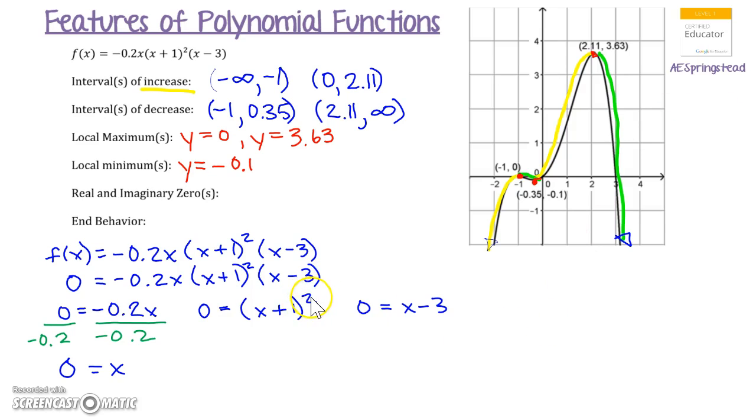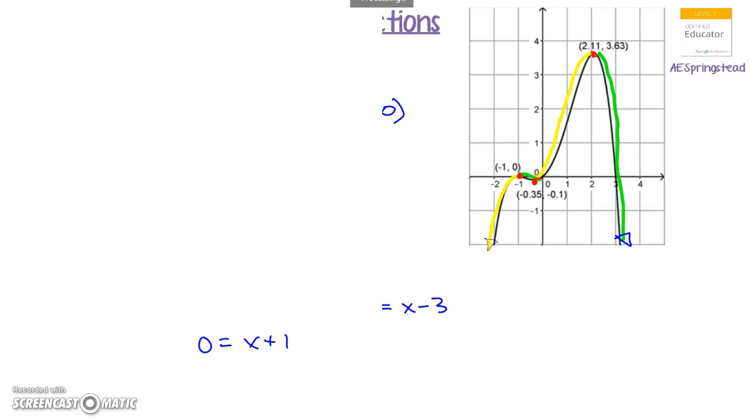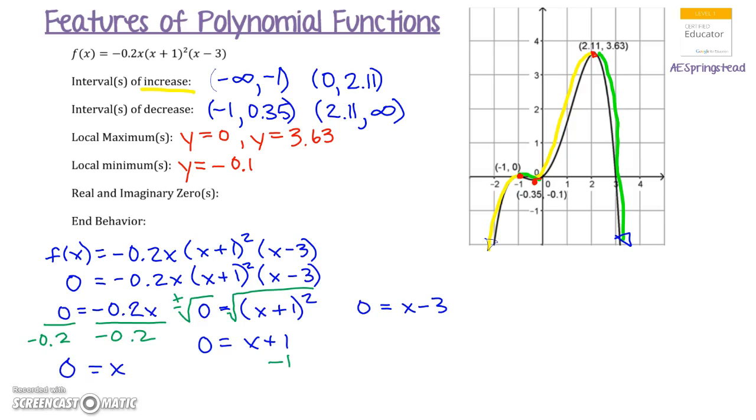In order to get rid of the squared, we need to square root. So I'm going to square root both sides of the equation. And when I square root, I always want to consider that there's a possibility of a plus or minus. Now in this case, the square root of 0 is just 0, so we really don't need to worry about the plus or minus. So now I have 0 equals x plus 1, because the square root and the squared undo each other. So the last step for this one is just to subtract 1. And I have that x equals negative 1.